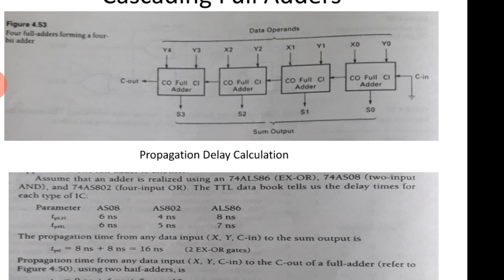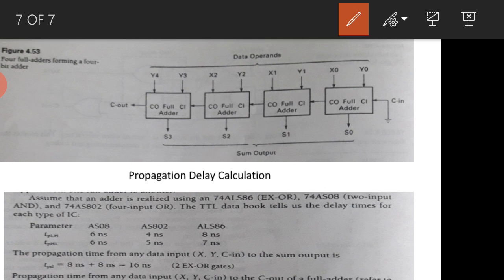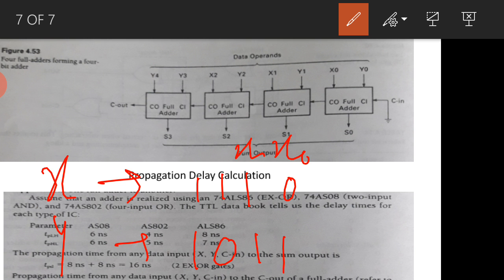Instead of a and b, I take x and y, each of 4 bits. The individual bits of x are recognized as x0, x1, x2, x3, and similarly y0, y1, y2, y3.